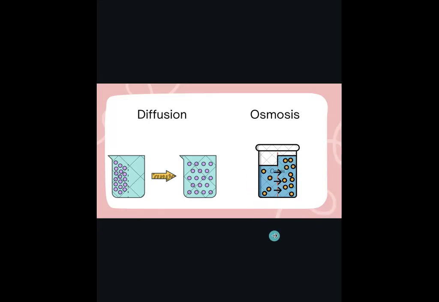Talking about diffusion and osmosis, we talked about this a little bit in the last lecture. Diffusion is when the particles become even on two sides of a membrane, and osmosis is when the water or the fluid wants the same ratio between fluid and solutes. So diffusion is the particles or the solutes moving. Osmosis is the fluid moving.